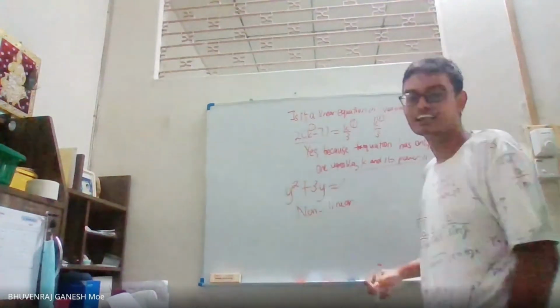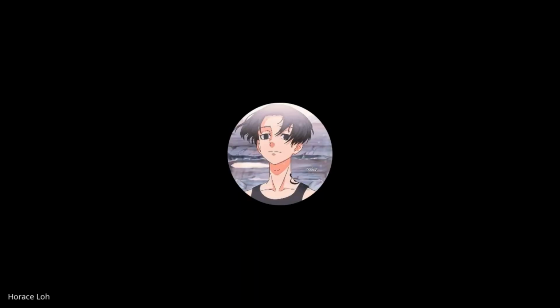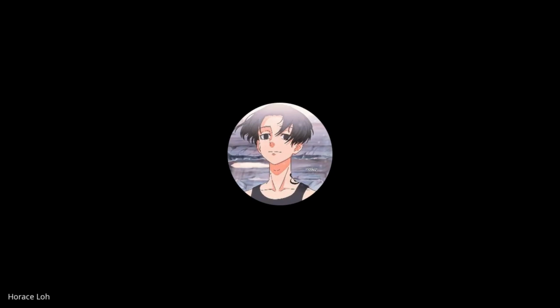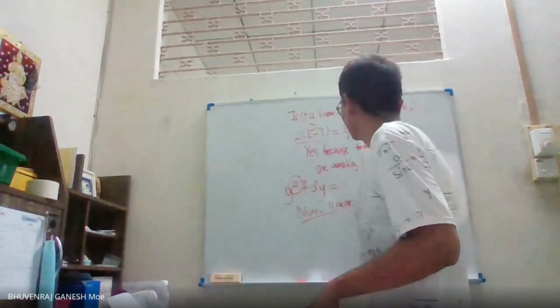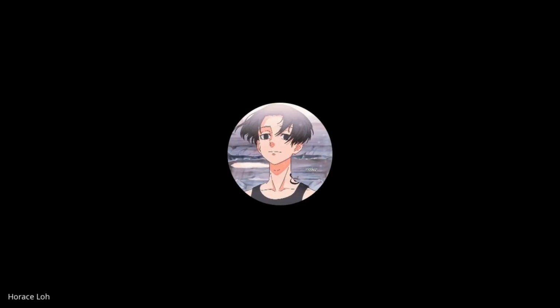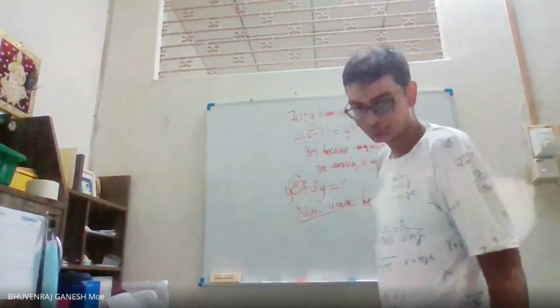Why non-linear? Because it has a square. Yeah, you got a square thing. Because this variable has a square here, right? So that's why it's non-linear. Okay, so this is how you understand linear or non-linear. So this is the way.